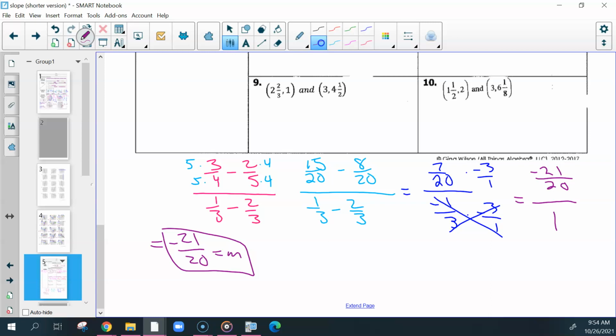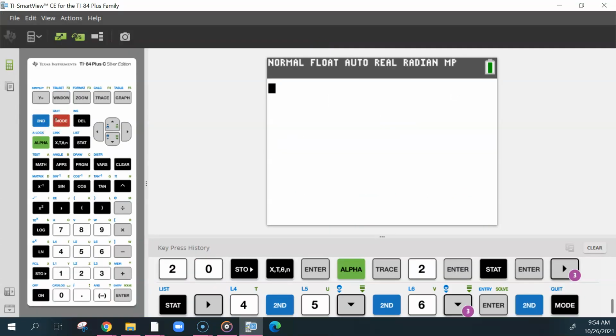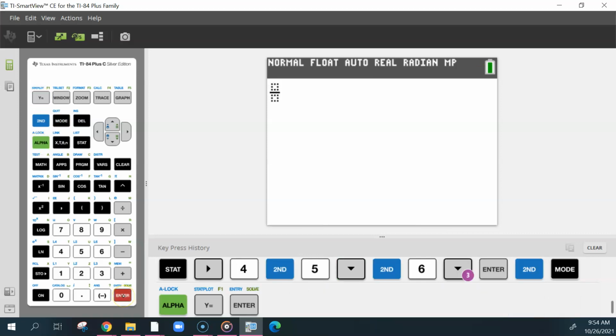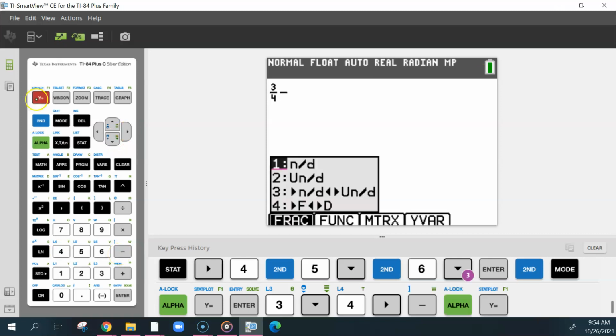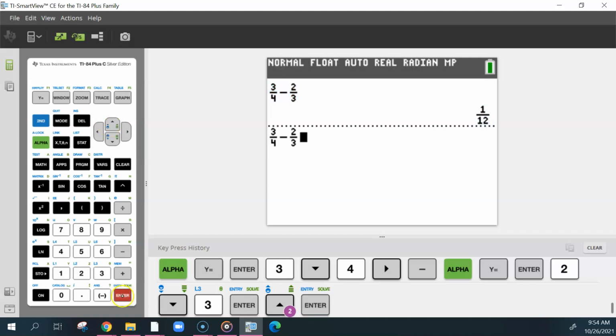And then in your calculator, you could have done this, so I'm going to do both of these parts really fast. And I think this is about 37. So alpha y equals 3/4 minus 2/3. No, I did that wrong. Minus 2/5, my bad. There we go, that's the answer I was looking for.